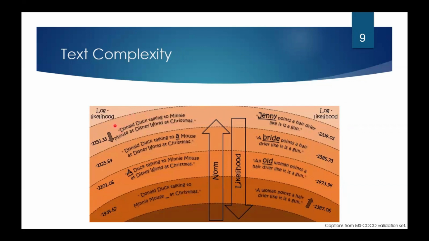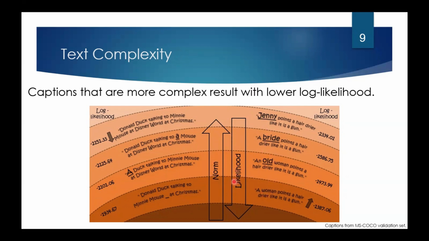In addition, we can look at these captions, starting from this caption with many names in it. Whenever we remove a name, like instead of Minnie Mouse, a mouse, the norm goes down and the likelihood goes up. In the other direction, if we take a pretty generic caption and make it more specific, instead of a woman, a bride, or Jenny, the norm goes up and the likelihood goes down.